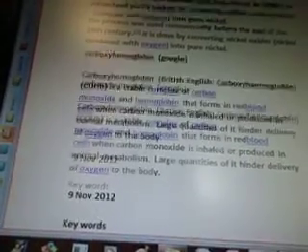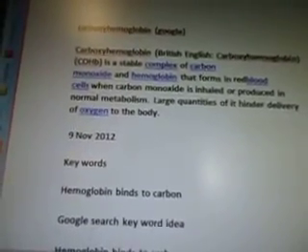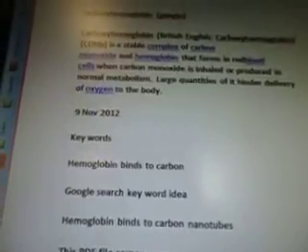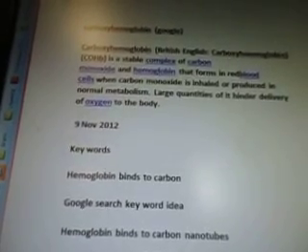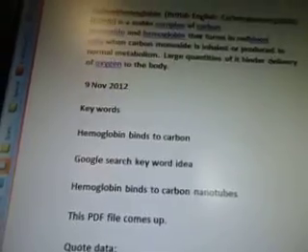Carboxyhemoglobin. So I googled it to see what it means, and COHb is a stable complex of carbon monoxide and hemoglobin that forms in red blood cells when carbon monoxide is inhaled or produced in normal metabolism. Large quantities of it hinder delivery of oxygen to the body.